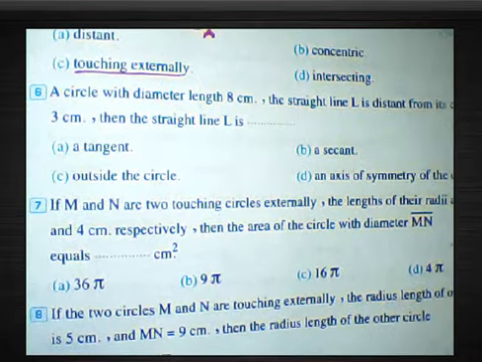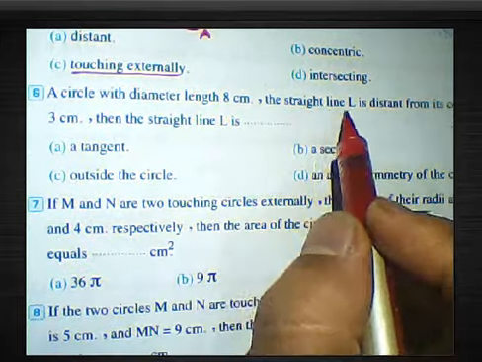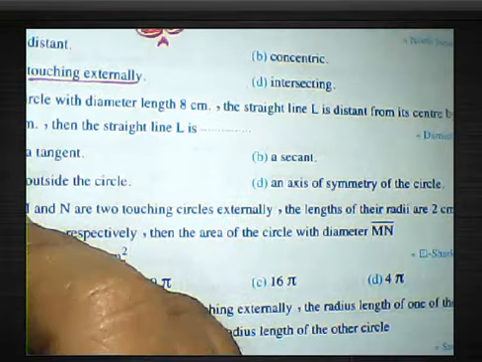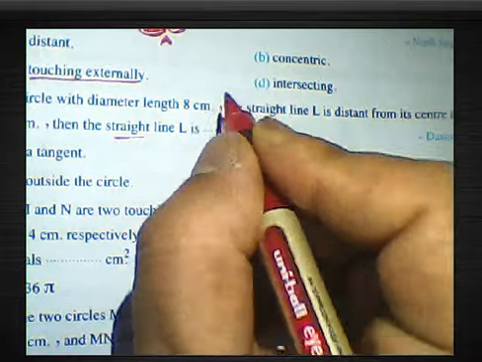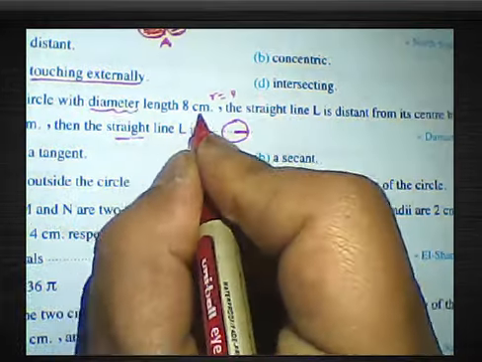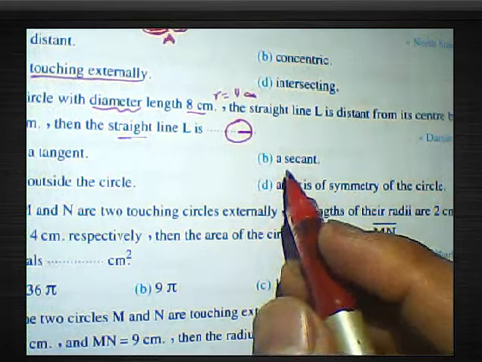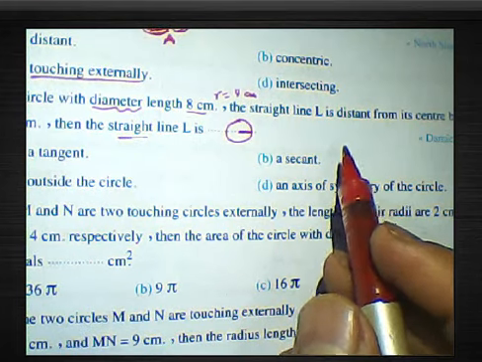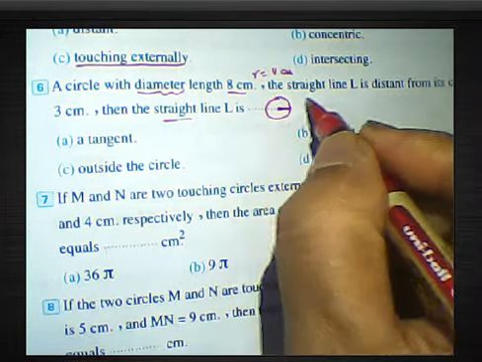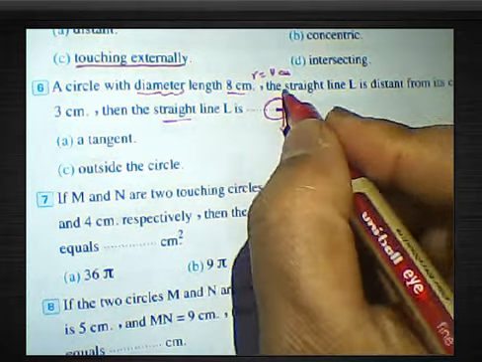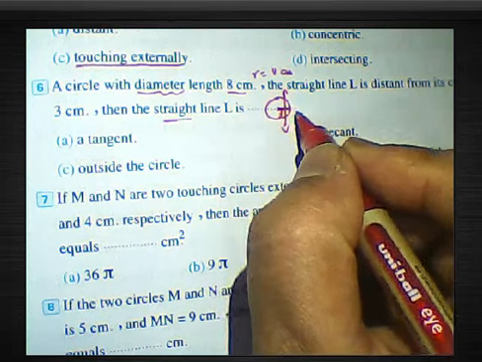Question number 6. A circle with diameter length 8 cm, and the straight line L is at distance 3 cm from its center. Then the straight line equals what? We have a circle here. The radius will be 4, because the diameter is 8 cm, so the radius will be 4 cm. He told us the distance between L and the center is 3. The distance will be 3, so this straight line must cut the circle, because the distance is 3 but we have the radius 4.